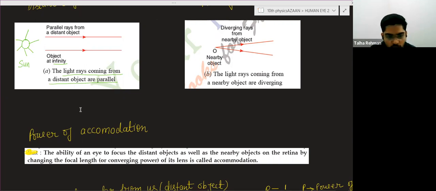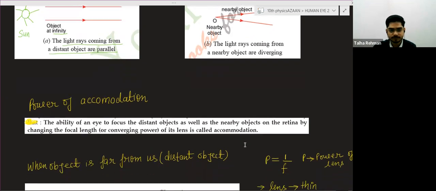So basically, the power of accommodation is the ability of an eye to focus the distant object as well as the nearby object on the retina by changing the focal length. You have to change the focal length to change the power of the lens. So this is known as the power of accommodation.